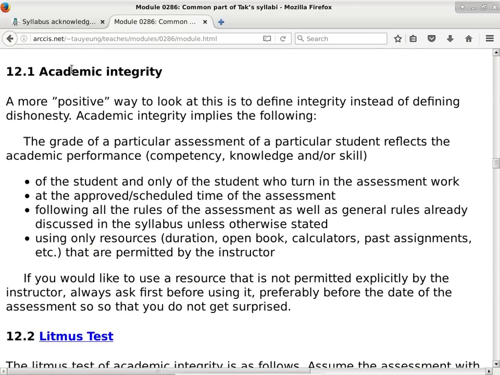So the other way to look at this is from the integrity perspective. The score or the points a student is getting should be of the student and only of the student who turned in the assessment at the approved time, following all the instructions, and only using the resources that are allowed by the instructor. Okay, pretty common sense stuff.